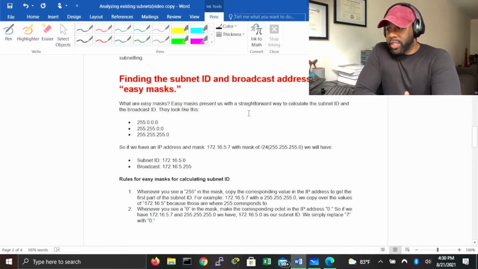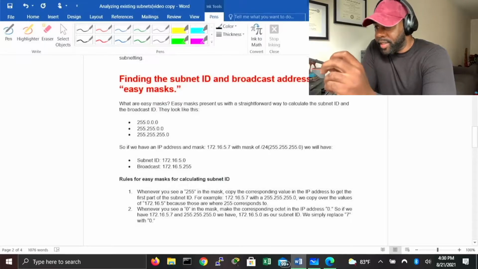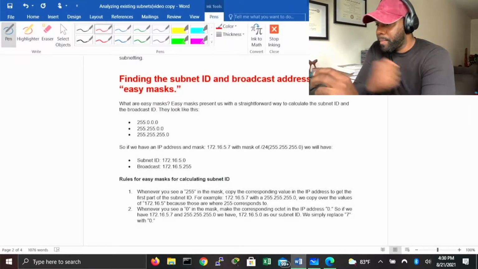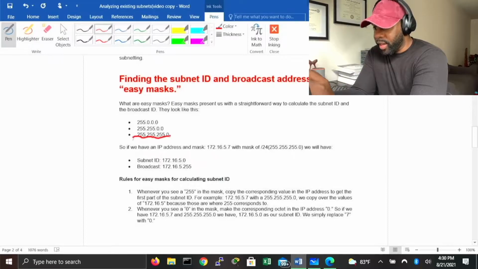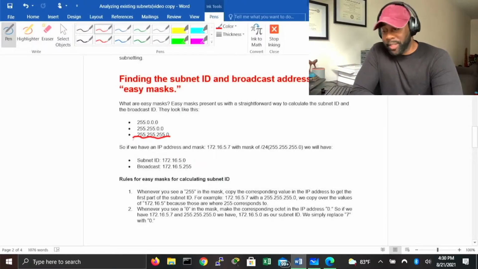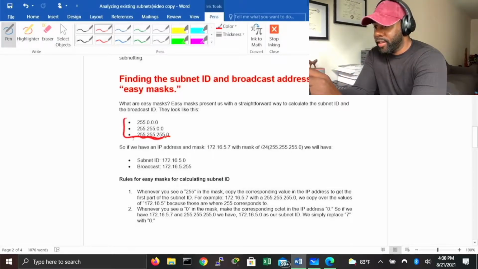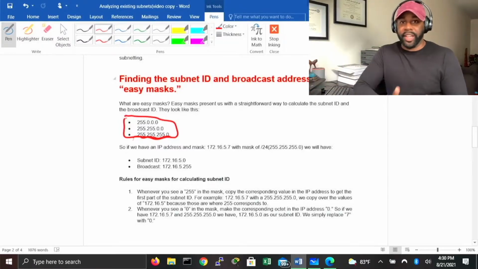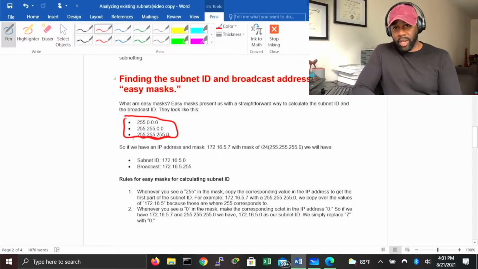Easy masks present us with a straightforward way to calculate the subnet ID and the broadcast ID. They look like this. So we have 255.0.0.0, 255.255.0.0, and 255.255.255.0. That one I skipped by mistake, but we just labeled it right here. So we have these three easy masks. They're going to give us all of the information that we need right away.